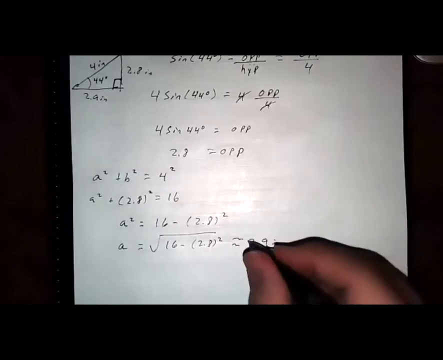Okay, thank you. And the bottom part, a equals the square root of 16 minus 2.8 squared. Is that like you just plug it in the calculator? Yeah, that's why I put a little wavy equals, because it's approximately, and it's given by the calculator, so you got to round it.